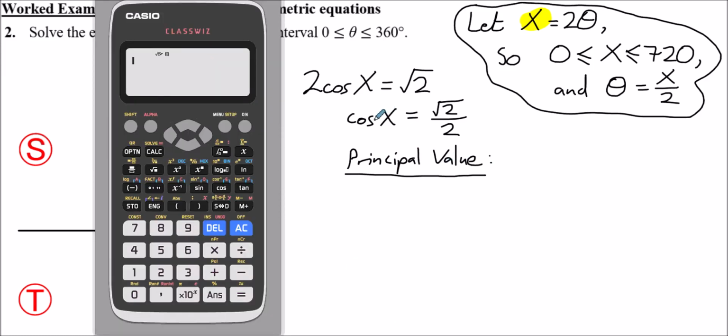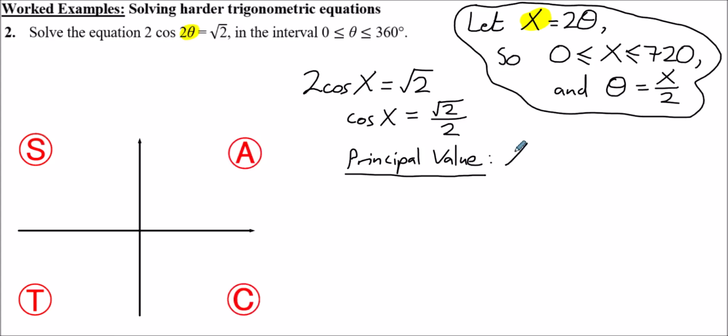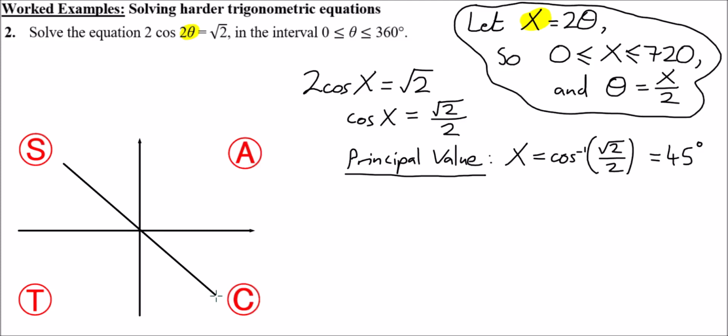So we just do cos minus 1 root 2 over 2. So shift cos minus 1 root 2 over 2, and we get 45 degrees. So we can add this to our CAST diagram and consider what other options we may have for what theta eventually will be, but first of all, what x needs to be. So again, just like I've said before, we're considering what x is here, not theta right now.